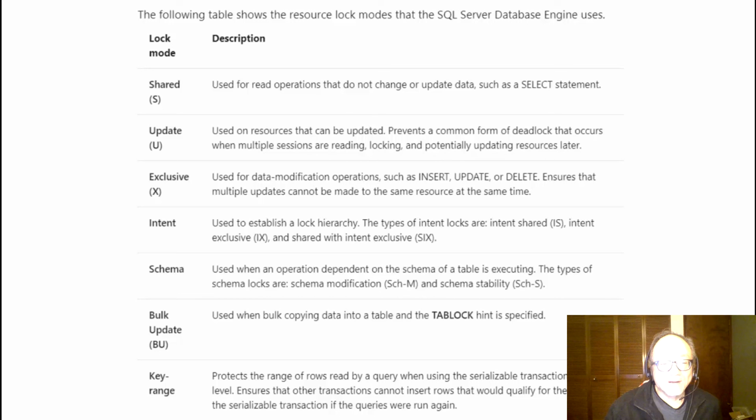Here are the lock modes for your reference. We have the shared mode, the exclusive mode, among others.